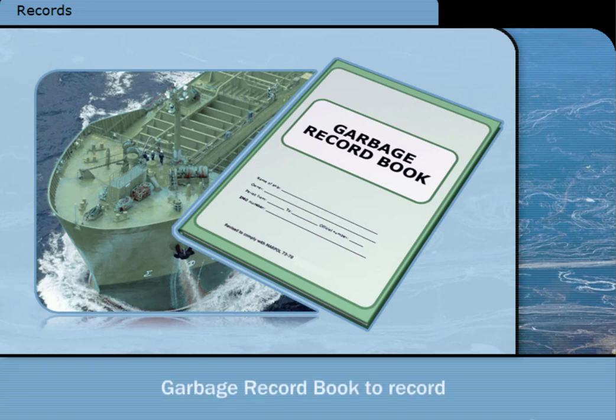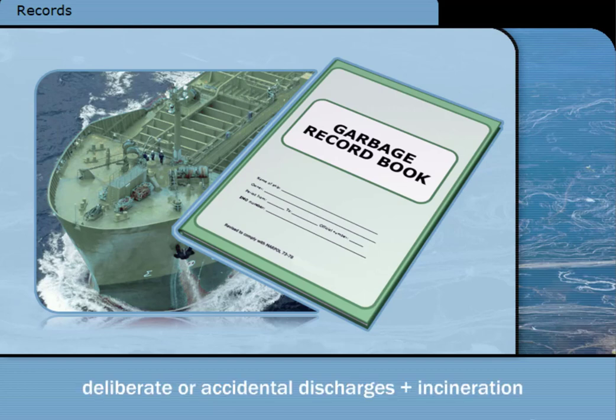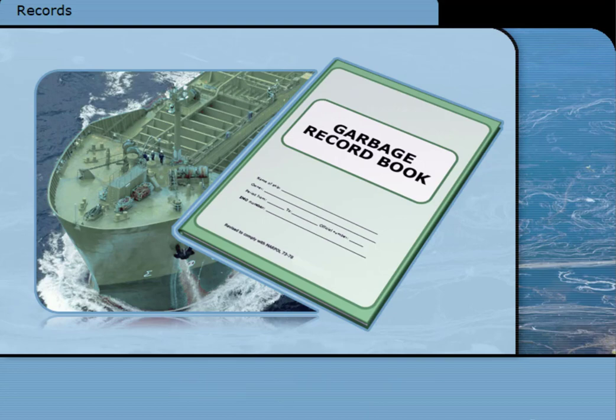All but very small ships must complete a garbage record book. The record book contains a list of the operations to be recorded and the codes for the various garbage categories to use when making entries. Recordable operations include garbage discharges, ashore or into the sea, garbage incineration, accidental discharges of garbage. Wherever possible, a receipt specifying the estimated amount of garbage transferred should be obtained and kept with the record book.